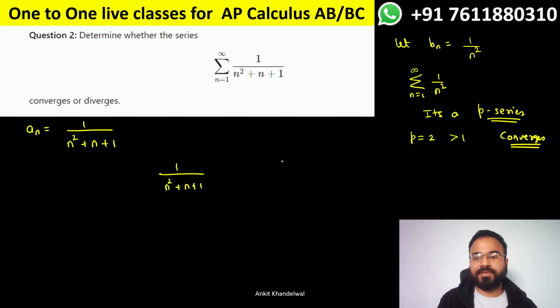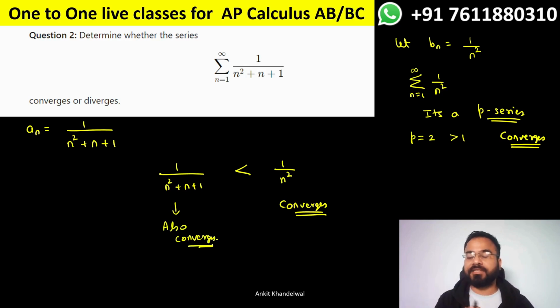Now let us compare both of them. n square plus n plus 1, and this is 1 by n square. Directly we can see that the denominator of the left hand side is larger. If the denominator is larger, this complete fraction is smaller. So again, just like the previous case, the larger one converges. If the larger one is converging, so definitely the smaller one has to converge. You don't have to remember the result, just draw the diagram. Larger one converges, so the smaller one will also converge. So we can say this particular series converges.